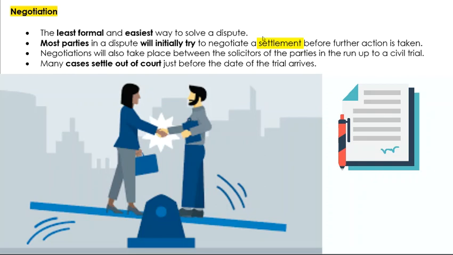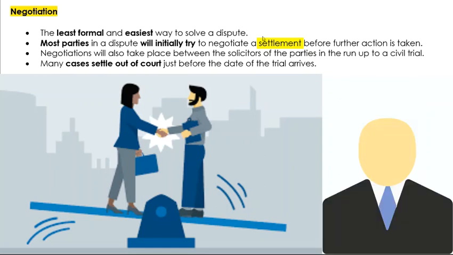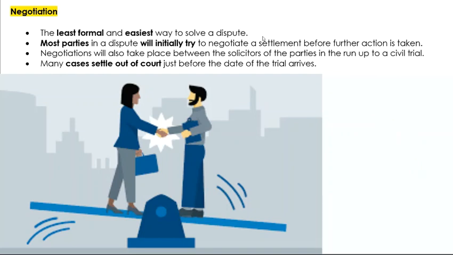You would have heard in the news something called an out-of-court settlement, and that often happens through the negotiation stage. But sometimes negotiation doesn't have to be just the parties themselves. Sometimes they will engage solicitors, and this will happen before a civil action is taken. And in many cases, as soon as solicitors are involved and talk to each other, the dispute is resolved before it gets to the court date.